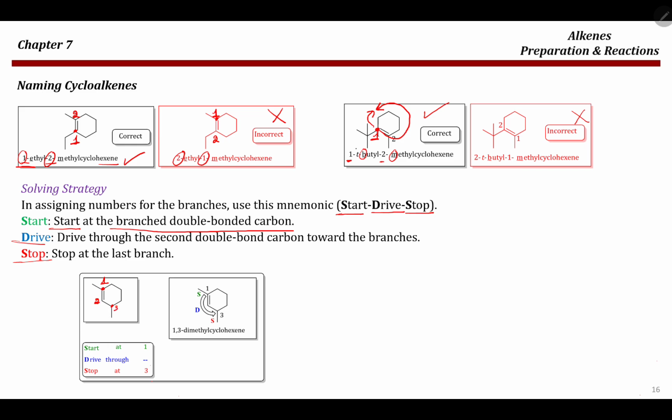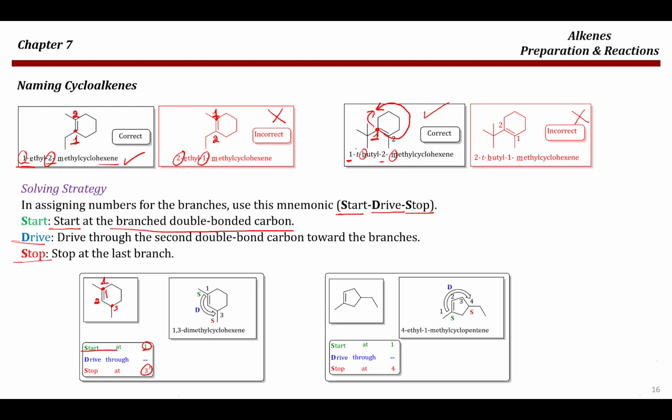So I started at the branch which is at the double bond, position 1. I drive through the double bond and then I stop here at position 3. So now my branches are at positions 1 and 3, and that's why the correct name for the compound is 1,3-dimethyl cyclohexene.